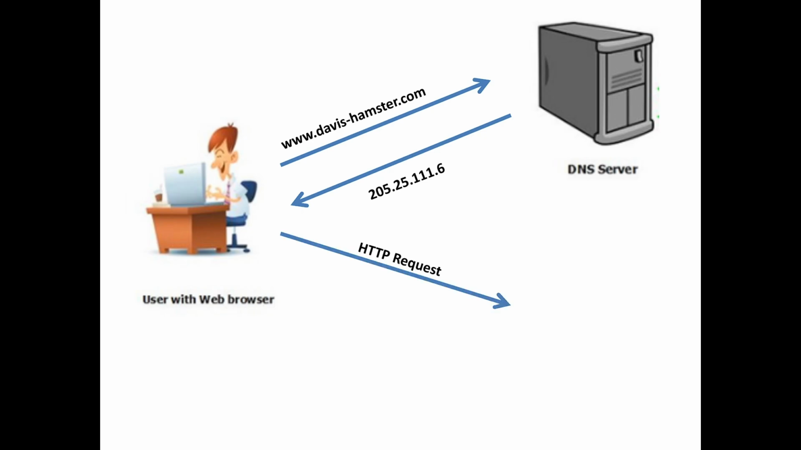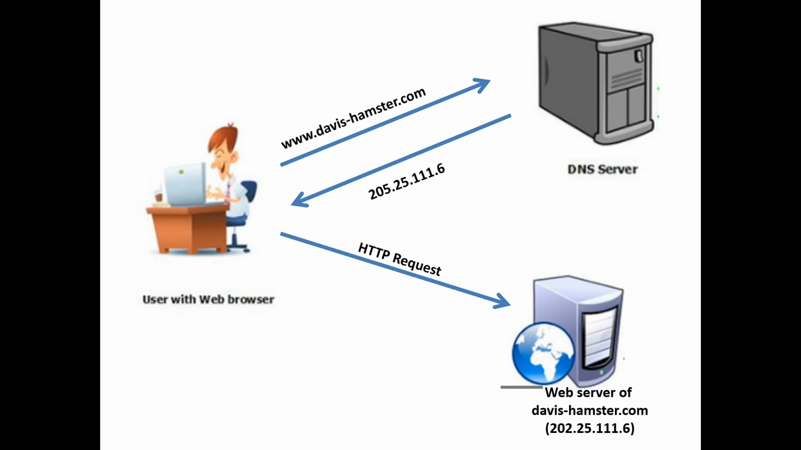The user then sends an HTTP request to the corresponding IP address of the web server of davis-hamster.com. And the web server then sends the website as an HTTP response to the user, and then the user can browse the website. So that's how DNS works. That's how you browse a website. That is the analogy of a DNS system.